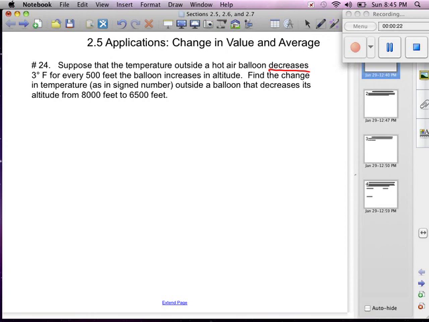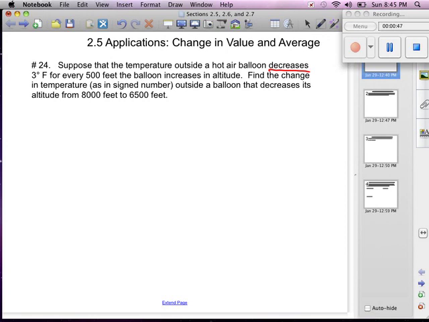So let's read it. Suppose the temperature outside a hot air balloon decreases 3 degrees Fahrenheit for every 500 feet the balloon increases in altitude. Find the change in temperature as a signed number, positive or negative, outside a balloon that decreases its altitude from 8,000 feet to 6,500 feet. That's a mouthful. Okay, what are they saying?